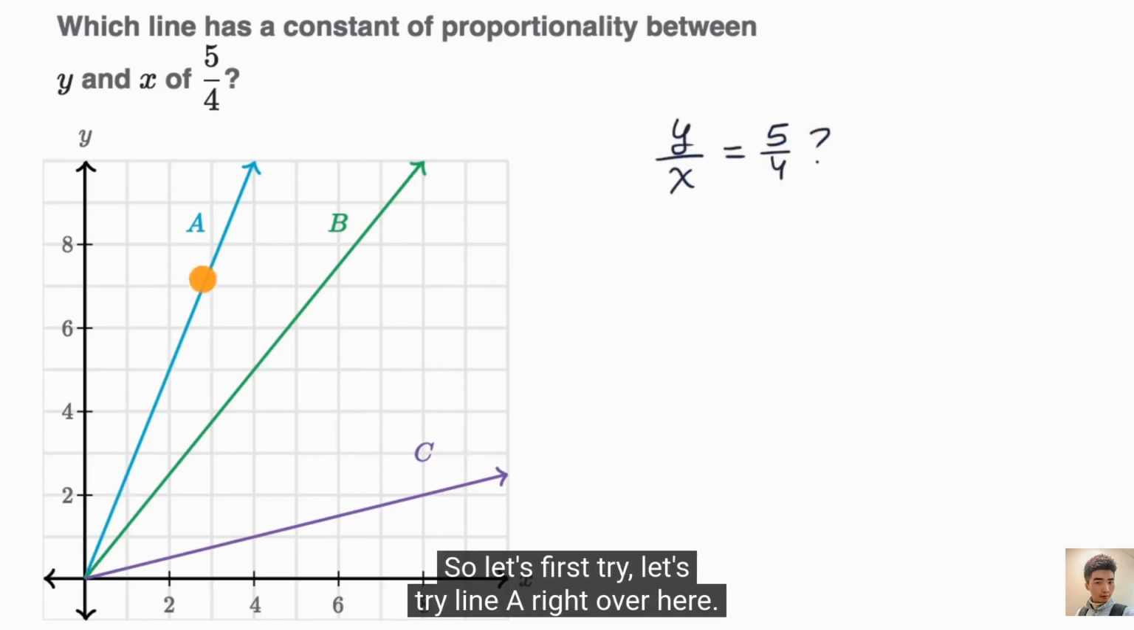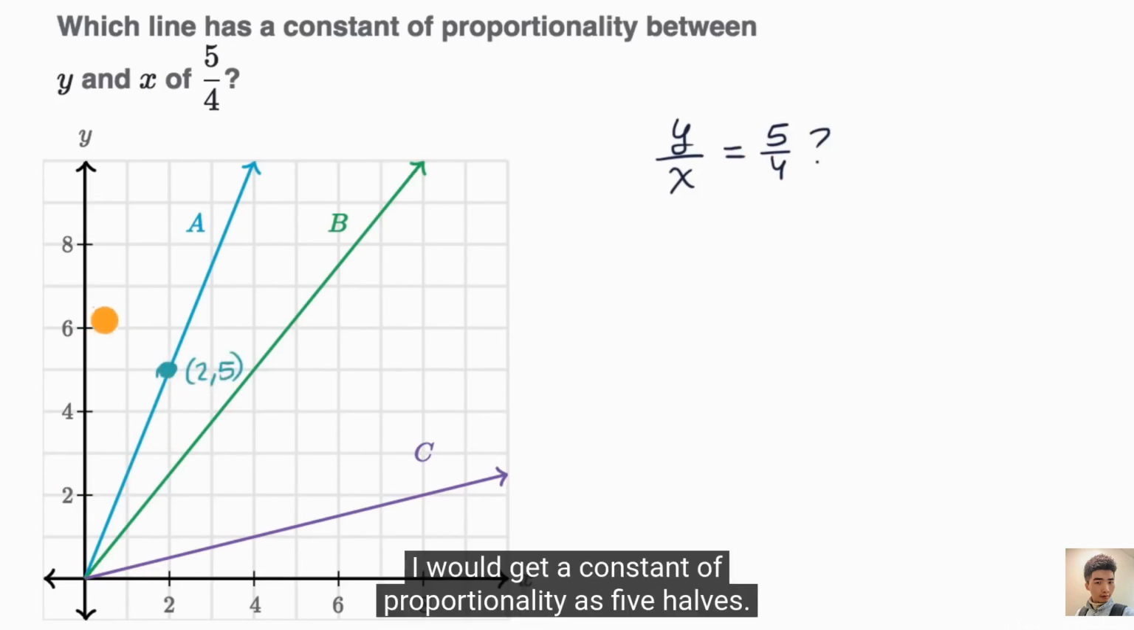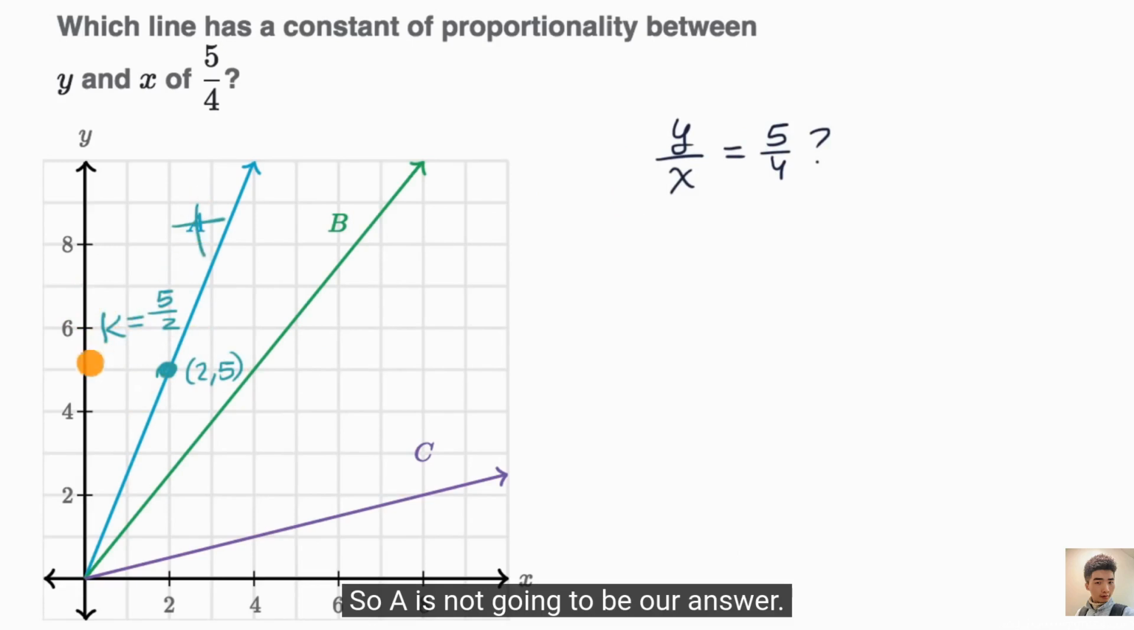So let's first try line A right over here. Let me find a point that sits on it. This is the point 2, 5. And so if I took y divided by x, I would get a constant of proportionality of 5 halves. So A is not going to be our answer. We want to get to a constant of proportionality of 5/4.